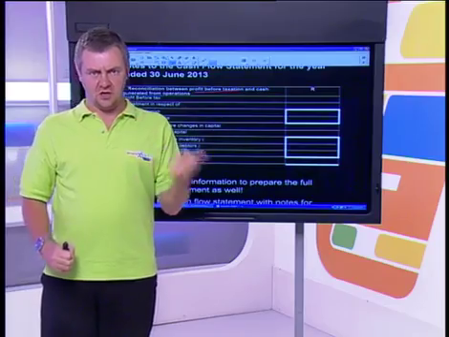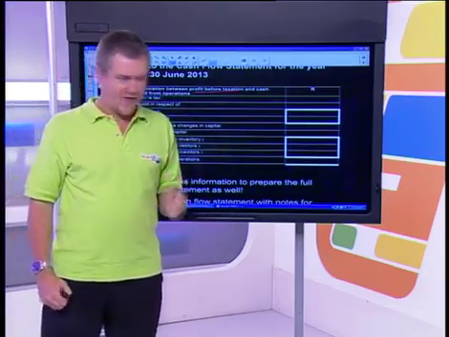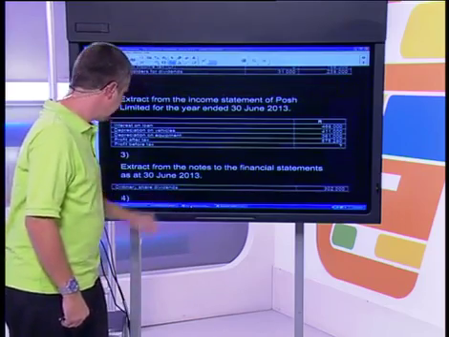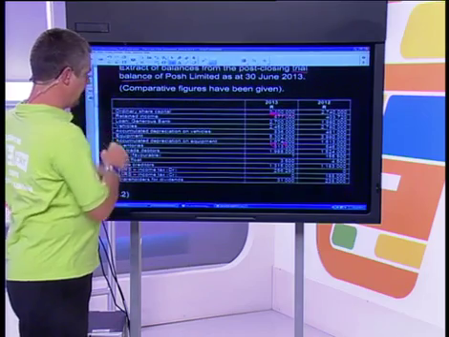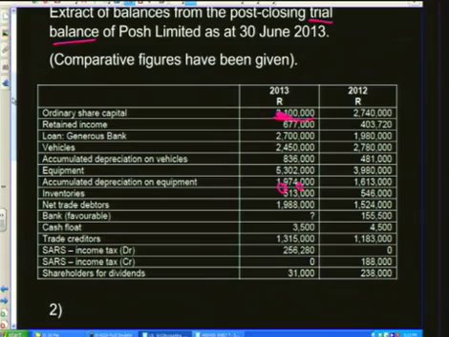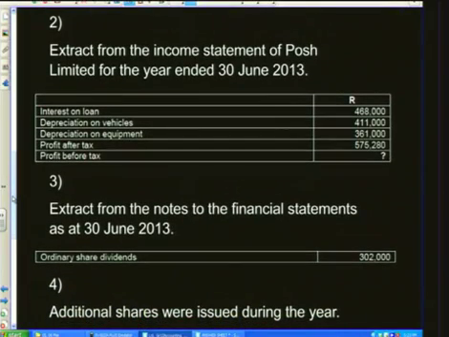So we now have to look at the information that we've been given and find somewhere our profit before tax. If you look at all this information here, this is from the balance sheet or from the post-adjustment trial balance, but most of these items are actually from the balance sheet. And we know that if we want a net profit number, we need to look at the income statement. So number 2 is the extract from the income statement.